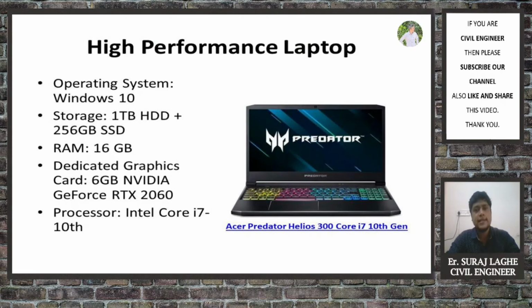Okay, now the second stage is the high performance laptop. If you want to buy a high performance laptop, the operating system should be, as I already explained, Windows 10. The storage will be 1 TB HDD and 256 GB SSD. RAM should be minimum 16 GB. Okay, the dedicated graphics card will be 6 GB. NVIDIA GeForce RTX 2060 is the best for the minimum system requirement of a high performance laptop. Okay, then the processor, again an important component, should be Intel Core i7 10th generation.